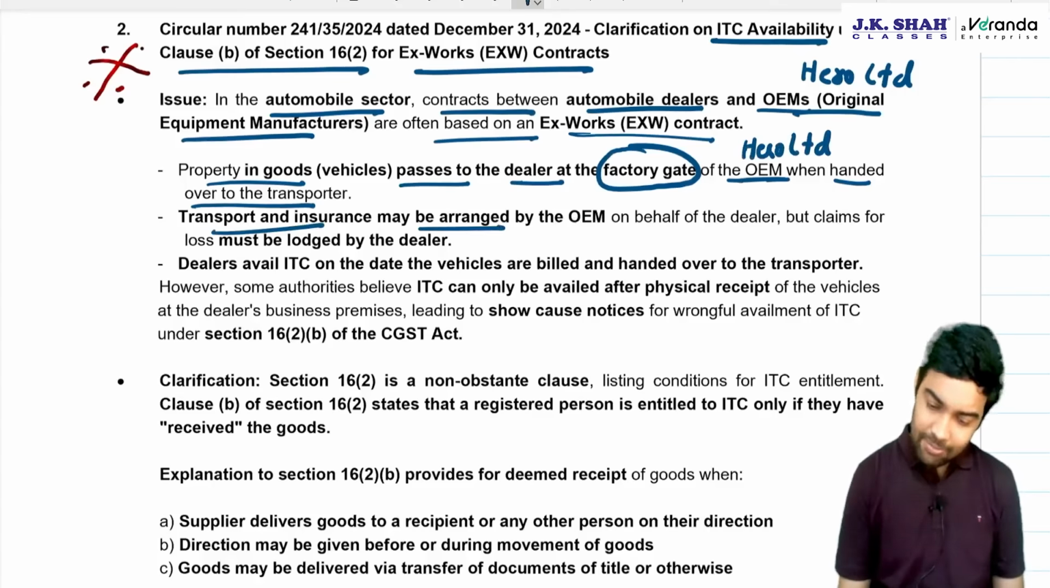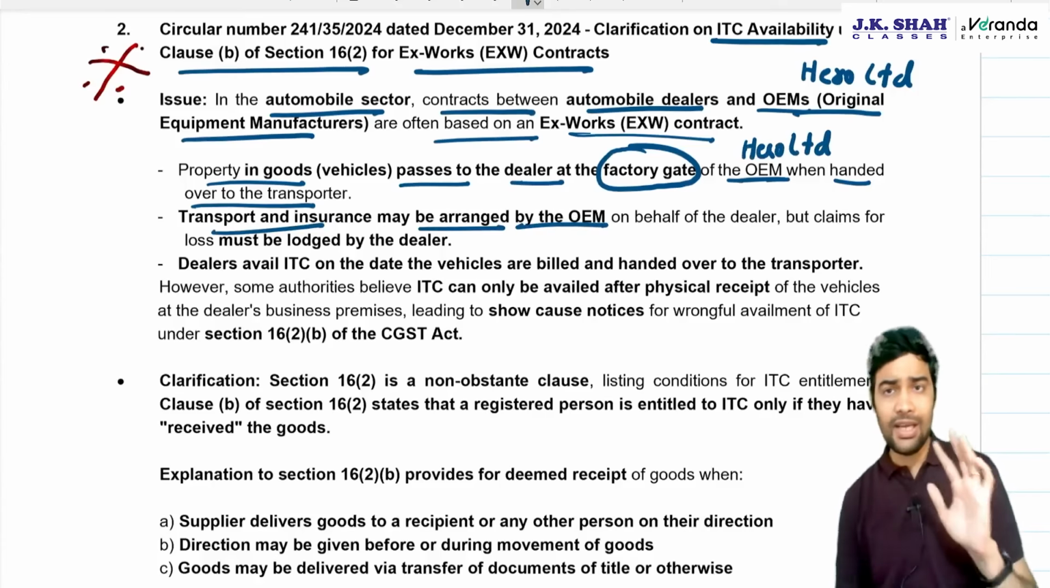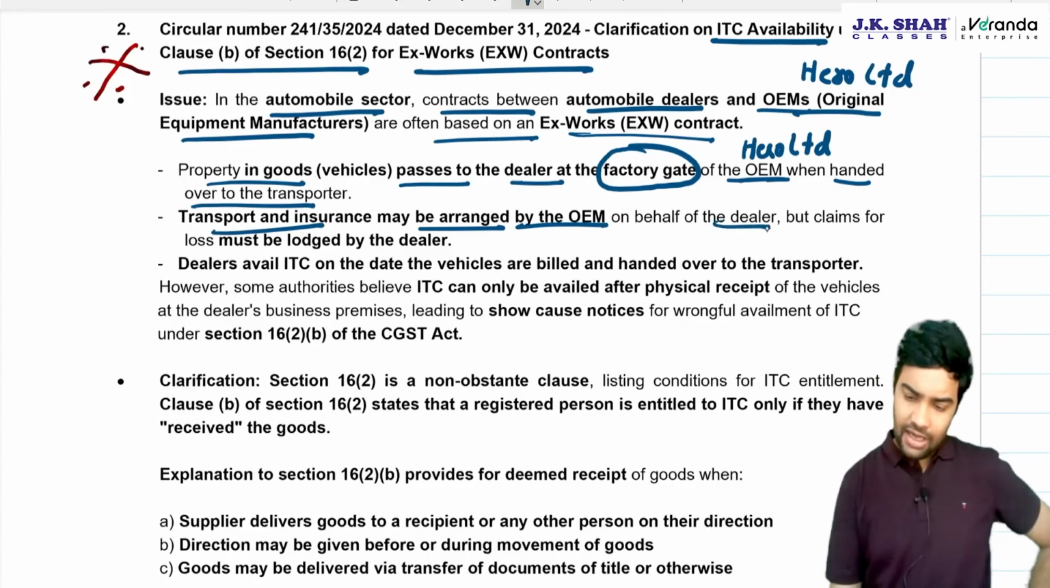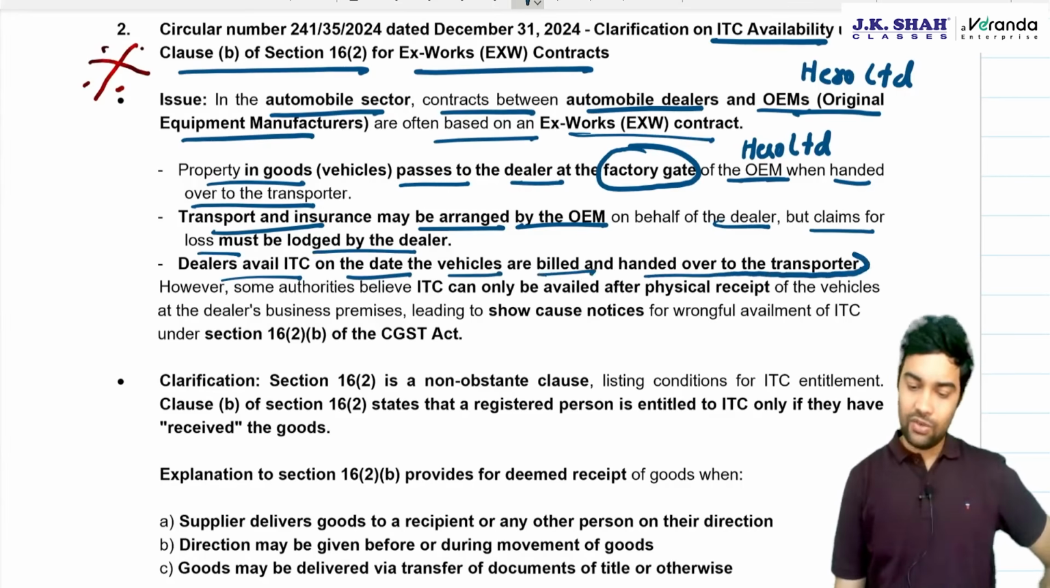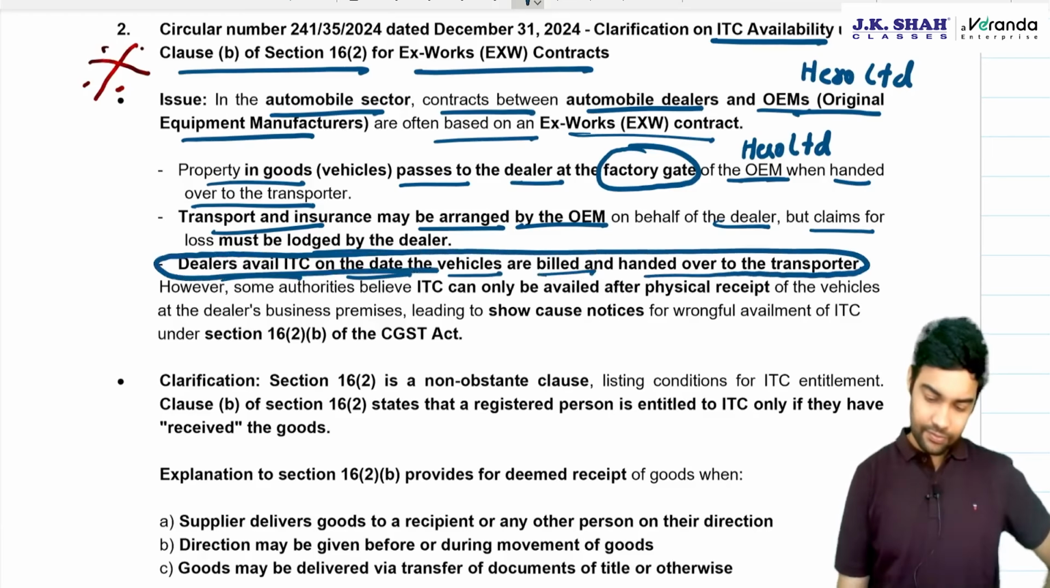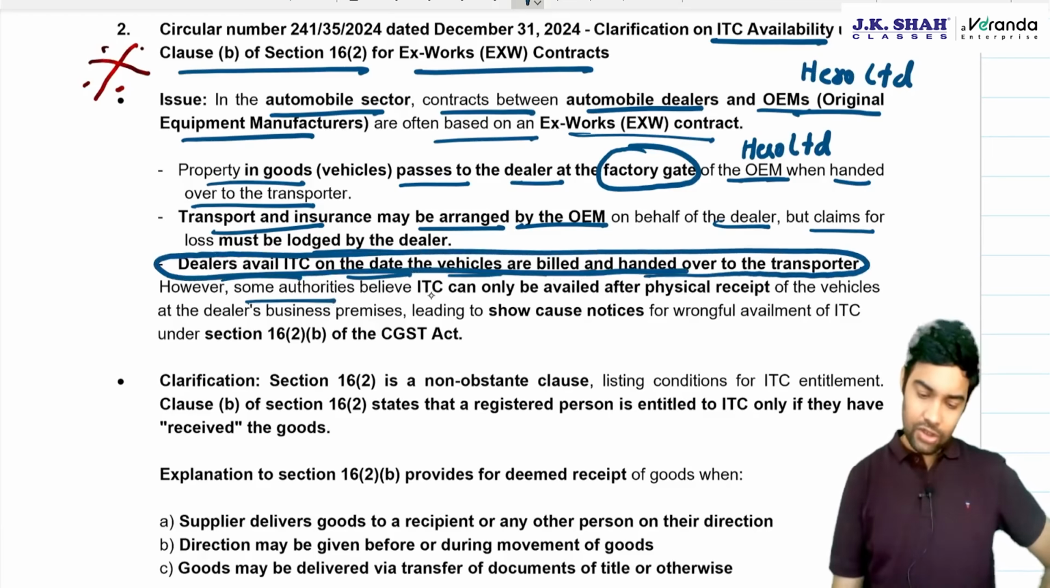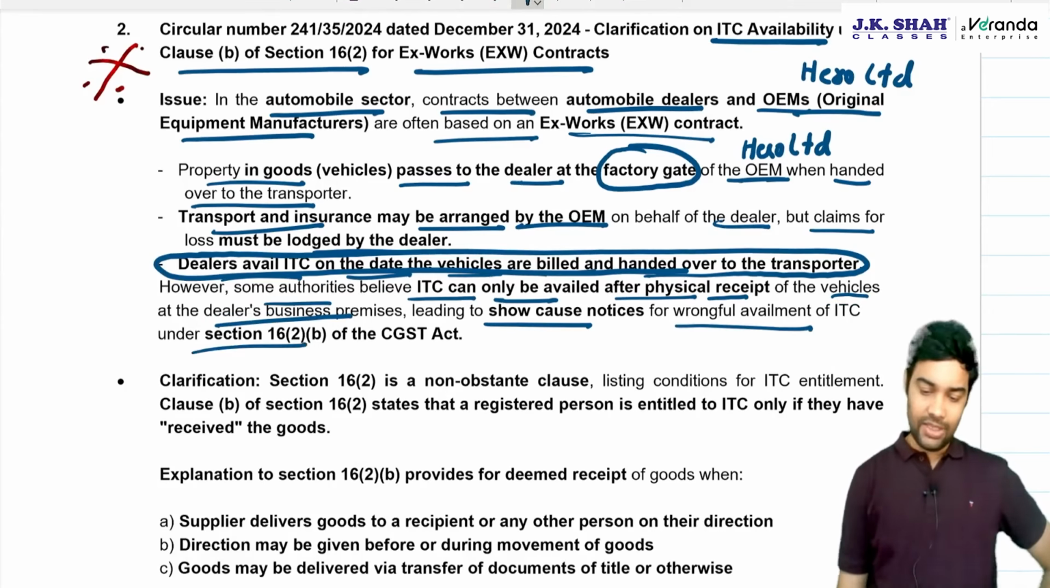Transport and insurance may be arranged by OEM. Hero Limited may arrange transportation on behalf of the dealer, but claims for loss must be lodged by the dealer. Dealer avails ITC on the date the vehicles are built and handed over to transport. However, some authorities believe ITC can only be availed after physical receipt of the vehicle at the dealer's business premises, leading to show cause notice for wrongful availment of ITC.